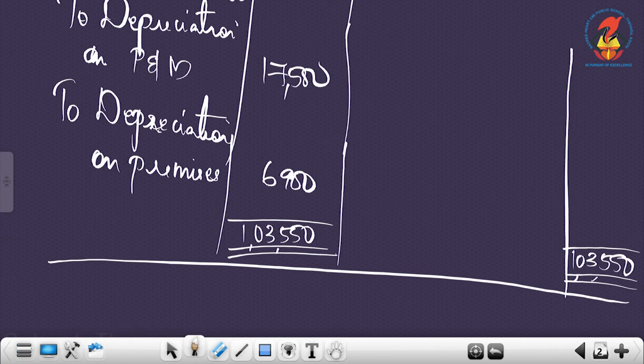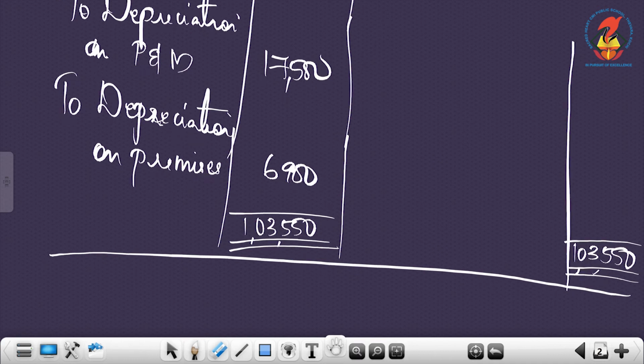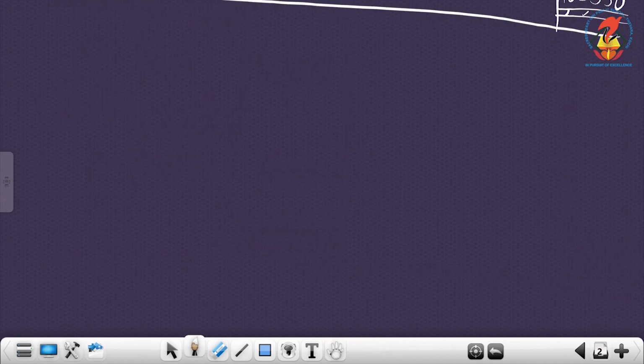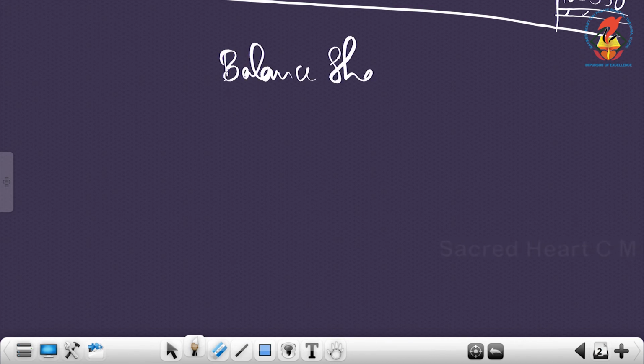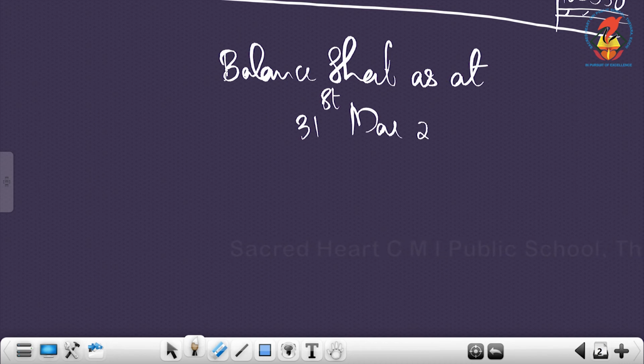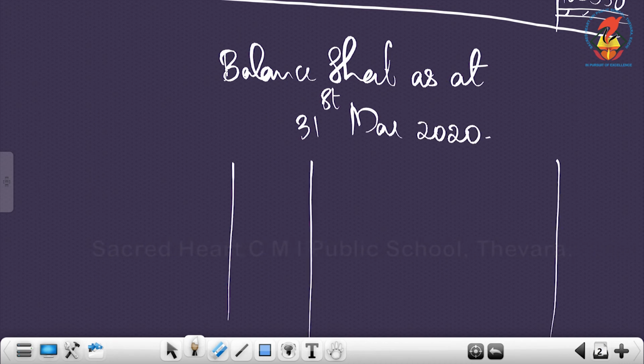Yes. So now we'll start the balance sheet. As usual, you have to give the date and the format, always with the heading Balance Sheet as at 31st March 2020. Its liabilities amount, assets amount.